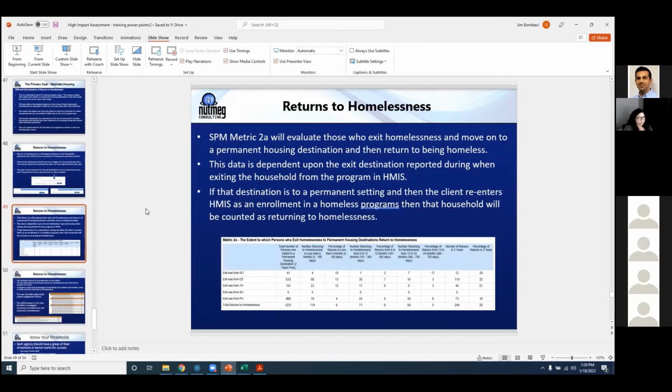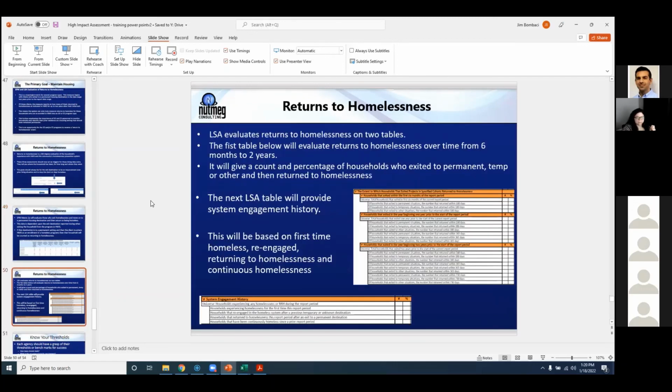Metric 2A will evaluate those who exit homelessness and move to a permanent housing destination. It's dependent upon the exit destination that we talked about. And if it's to a permanent setting and the client re-enters, it will get captured on this table. If it's street outreach to street outreach, or ES to street outreach, or street outreach to ES, or TH, and so on and so forth, all that will get calculated here as well. But the big one is how often somebody goes from a housed setting back into HMIS into a homeless setting. Returns to homelessness is also calculated on the LSA tables.